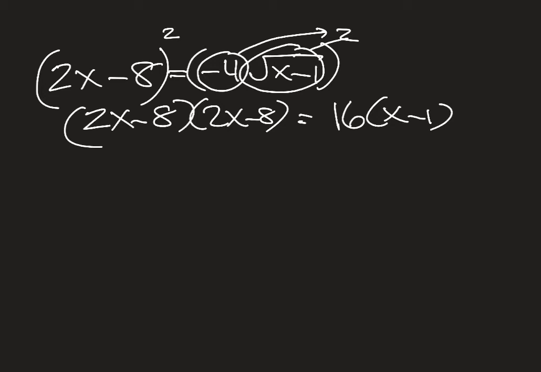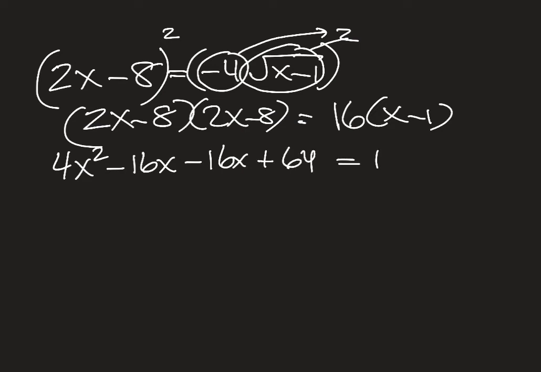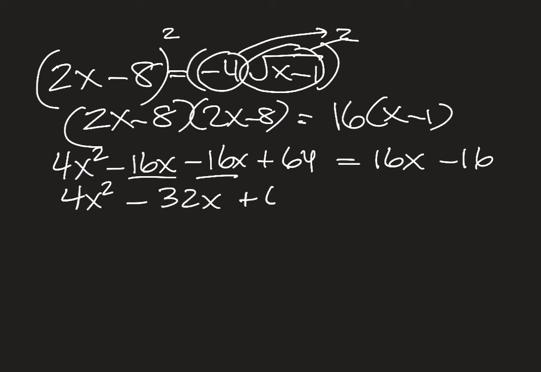So let's see. Let's FOIL this out. We get 4x squared. I get a minus 16x on the outer, a minus 16x on the inner, and a plus 64 on the last. And here I have a 16x minus 16. So let's do a little bit more simplifying here. I'm combining like terms to get a minus 32x. I combine those. It's getting better.